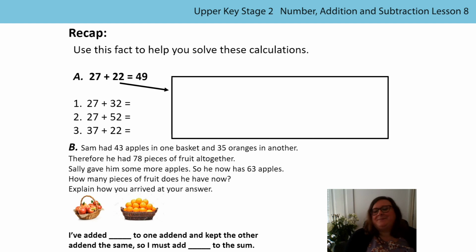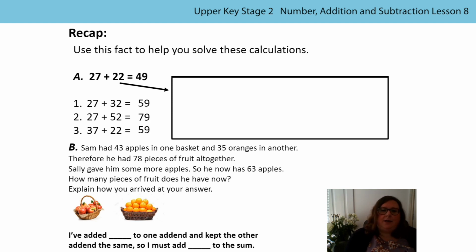I'm sure it is. Last one then. Okay, what's changed and what stayed the same? Well, this time my first addend has changed, hasn't it? So 27 has increased to 37. So my ones digit hasn't changed at all, but my tens digit has. It's increased by 1/10. So I've added 10 to one addend and I've kept the other addend the same, so I must add 10 to the sum. 49 add 10 is equal to 59.